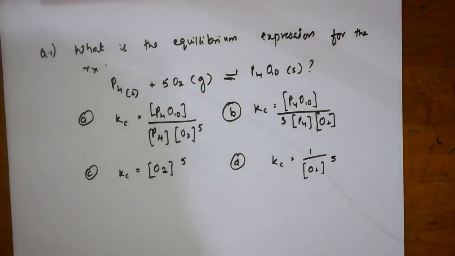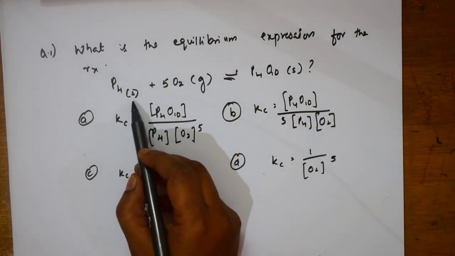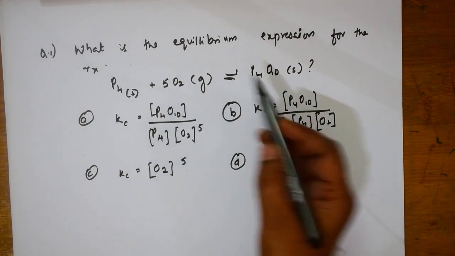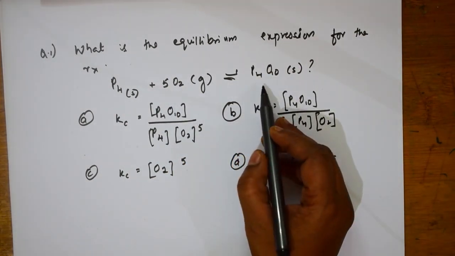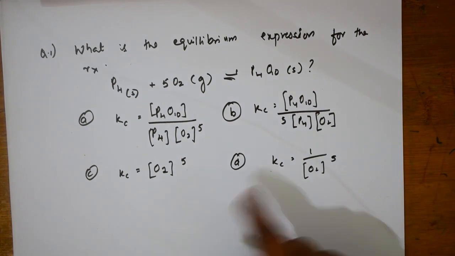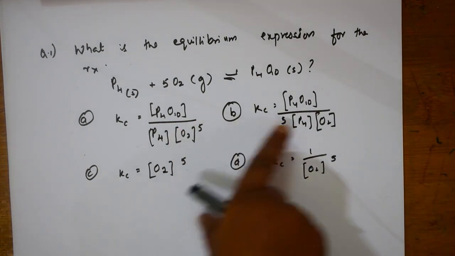After the equilibrium constant, let us see one question based on the equilibrium constant, the equilibrium expression also. They've given us here P4. You have to be very careful while seeing the states here. So phosphorus in solid state combines with oxygen in gaseous state, in an equilibrium, and forms P4O10 solid. They're asking us what the equilibrium constant is. The answer for this: whether this one, this, or this.